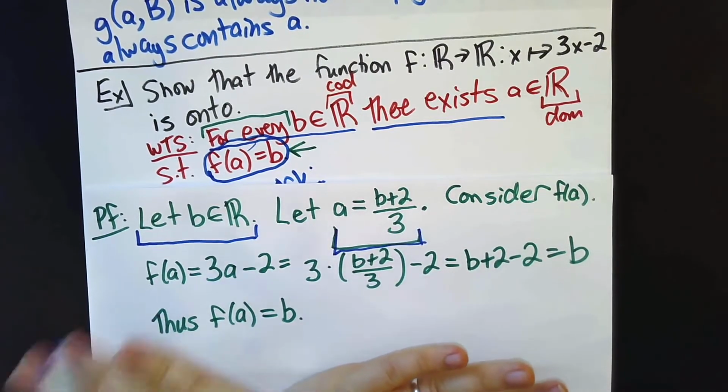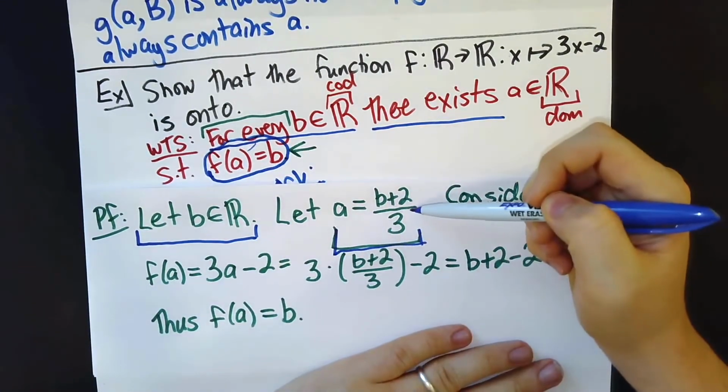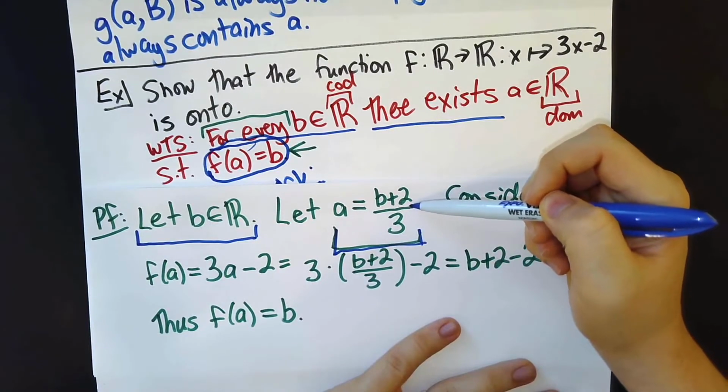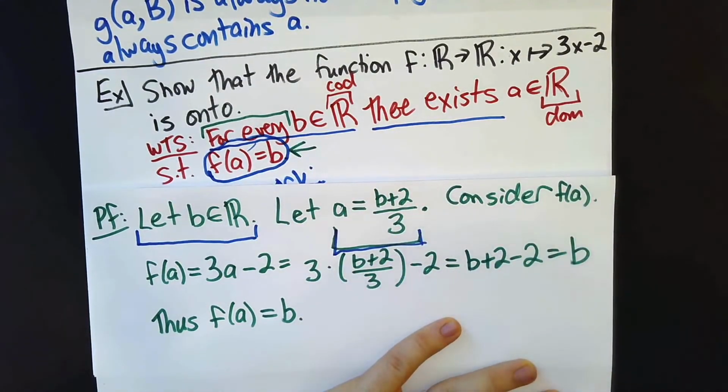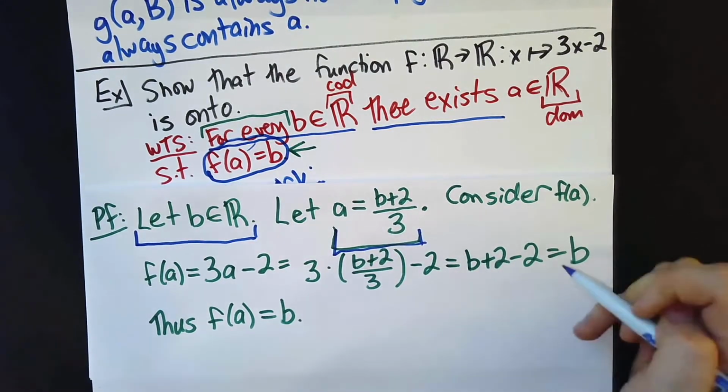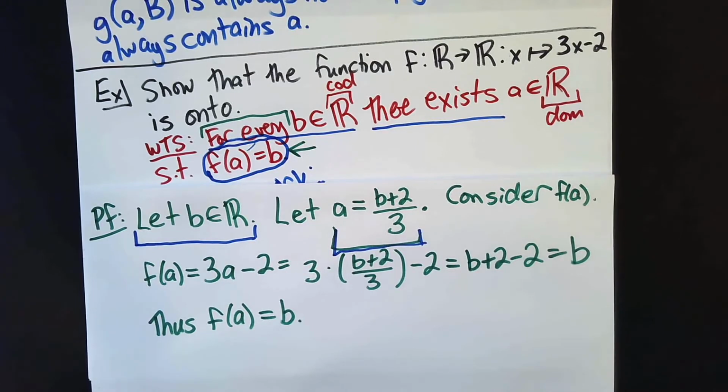Classic way we prove a there exists statement by giving an example. And then I show you that, hey, once you plug that in, the b falls out, and that's what I wanted. If I had not gotten to this equals b, that would be a serious problem. It would mean that I missed something somewhere, and would mean that I needed to go back and re-look at my logic because maybe it didn't work out.